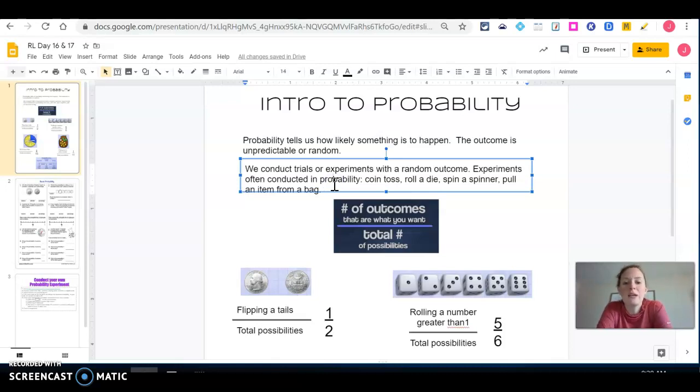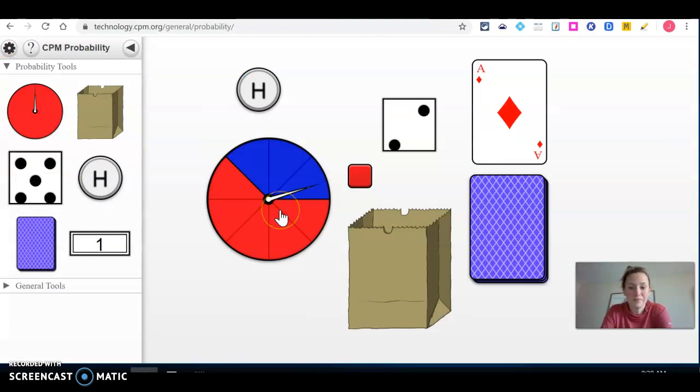So we conduct trials or experiments with a random outcome, and the experiments often conducted are like coin tosses, rolling a die, spinning a spinner, pulling an item from a bag. You can even do probability using a deck of cards. So let me just quickly show you. Here are some of the things that I set up earlier. So flipping a coin, when you flip a coin, we know it's either going to be heads or tails, but it's pretty random. We don't know which one we're going to get.